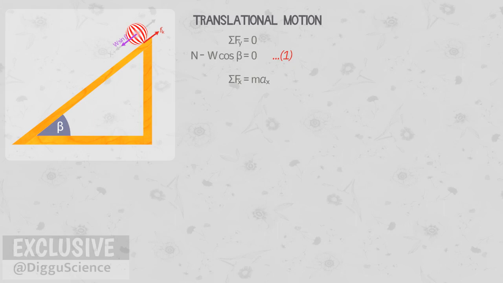Since the acceleration along the y-axis is 0, the magnitude of the ball's acceleration is simply the acceleration along the x-axis. The magnitude of a is equal to ax. We can write the right-hand side as ma. W sine beta minus Fk equals ma. Let's call this equation 2.